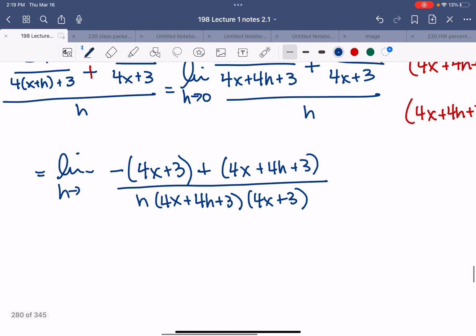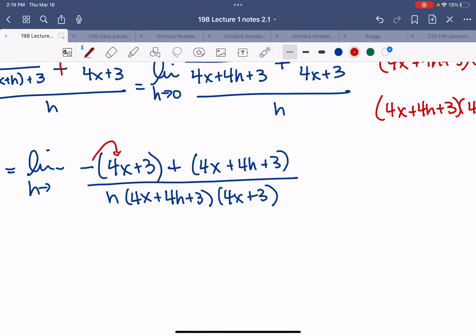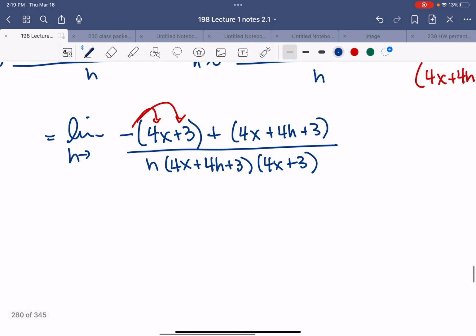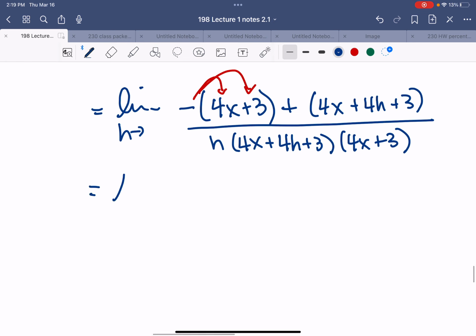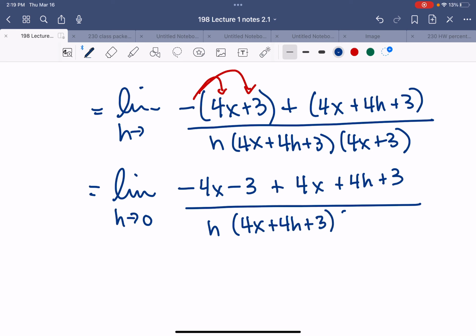Okay. All right. Next, let's go ahead and get rid of our parentheses in the numerator. So let's distribute this. The second set of parentheses, there's nothing to distribute, so I can just drop those. So I end up with the limit as h goes to 0 of negative 4x minus 3 plus 4x plus 4h plus 3. All over h times 4x plus 4h plus 3 and 4x plus 3.